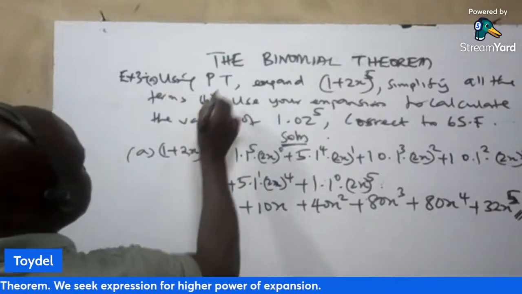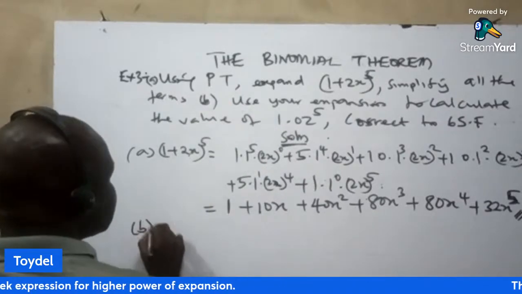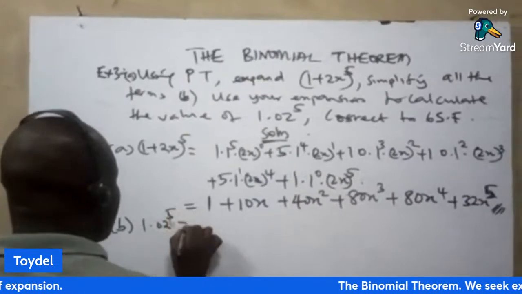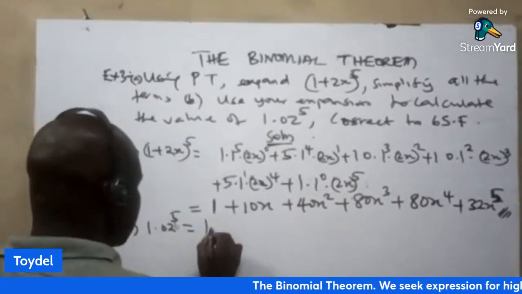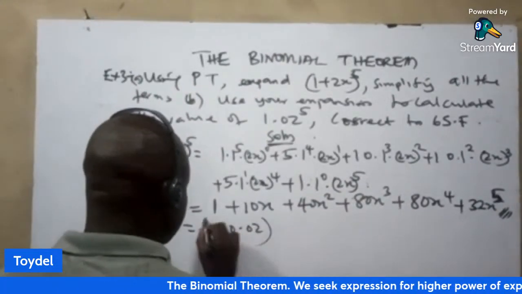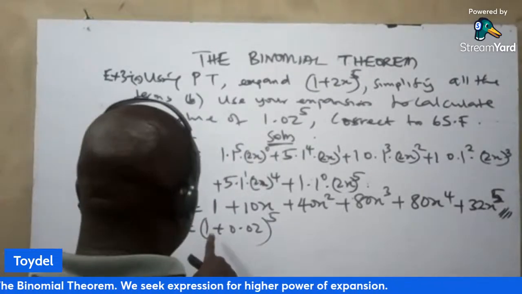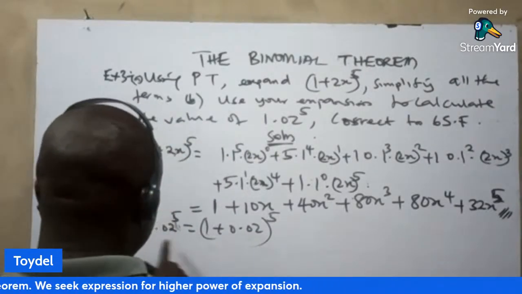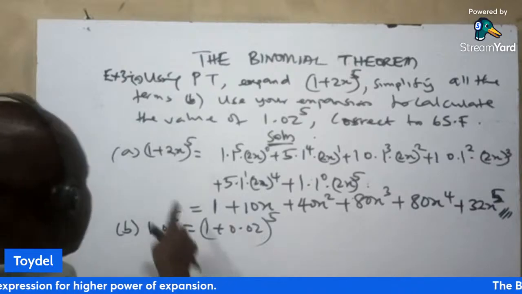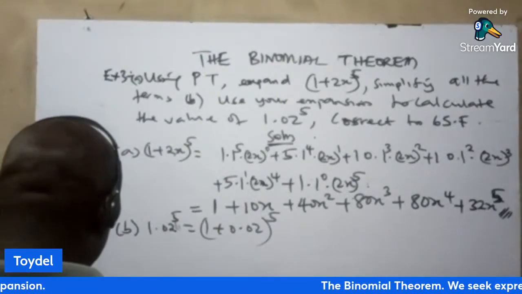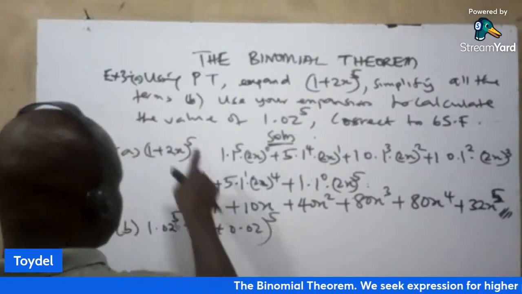So the question now says that we should use this to expand 1.02 raised to power 5. Of course, I can split this to be 1 plus 0.02 raised to power 5. That's what I can do. If you add 1 plus 0.02, it's the same thing as this. Then can we compare? This is raised to power 5, this is raised to power 5. We can go ahead and compare the two.